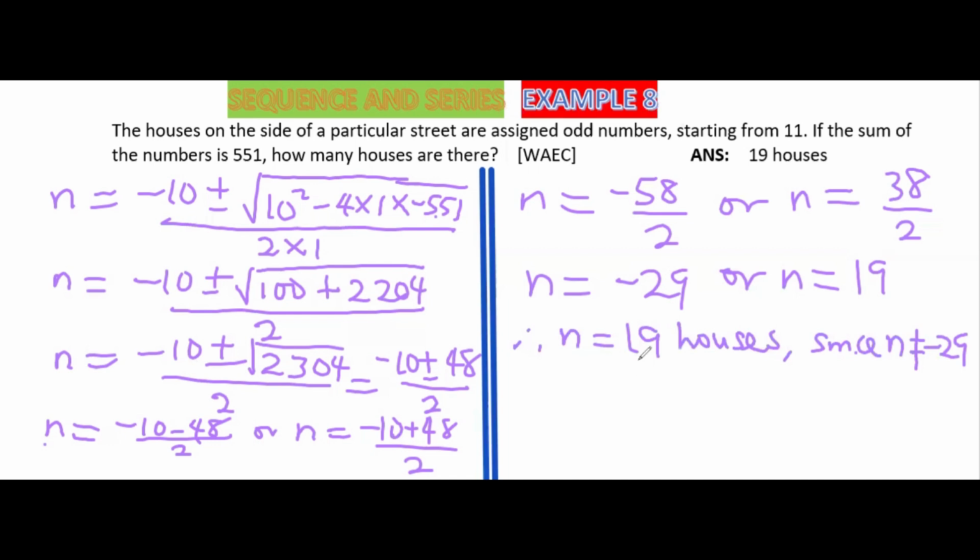And this is the end of our sequence and series, as it particularly centers around arithmetic progression and geometric progression.